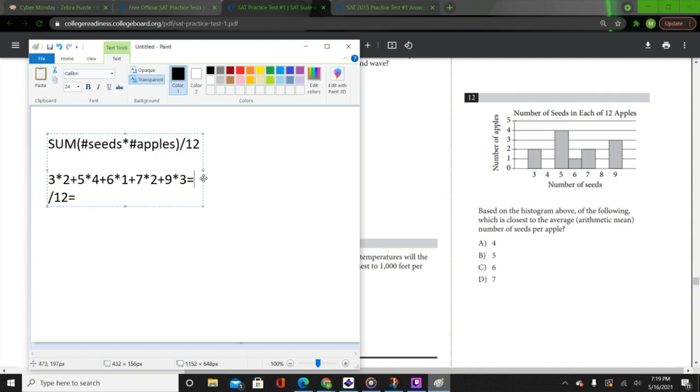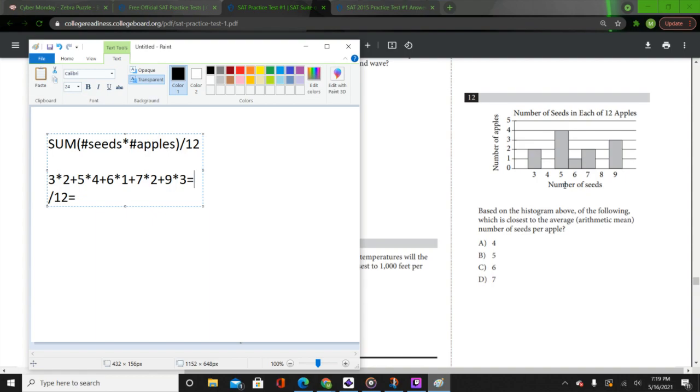So up here, it's a histogram of the number of seeds in the 12 apples. I'm going to be honest, I was a bit confused when I first saw this graph. I didn't read it properly. The number of apples is the number of apples that have that amount of seeds. So of the 12 apples, there are 4 that have 5 seeds in them. But yeah, let's keep going.